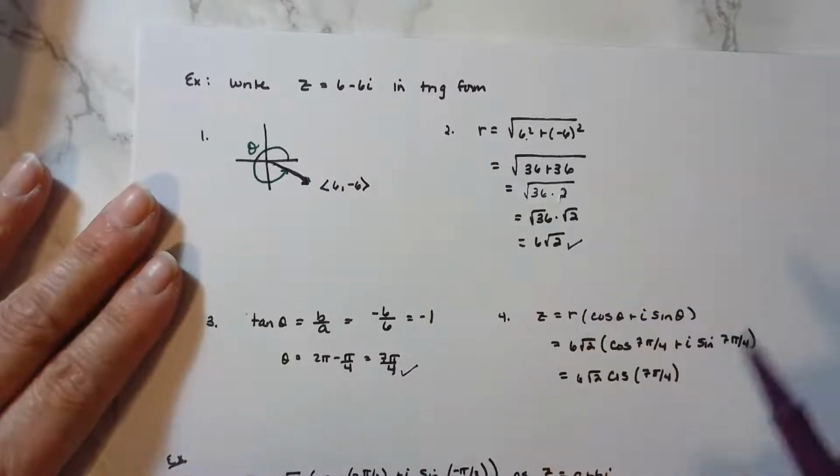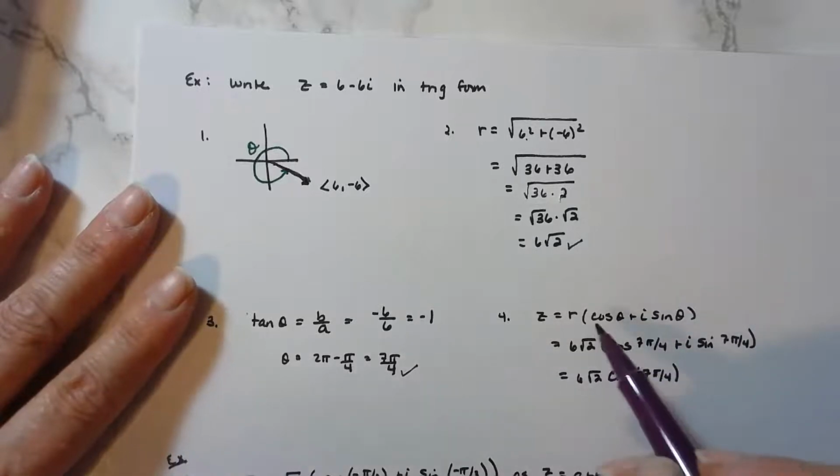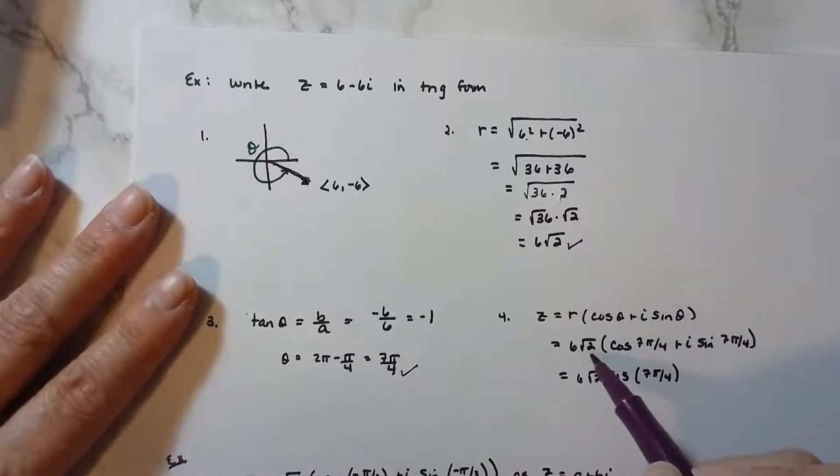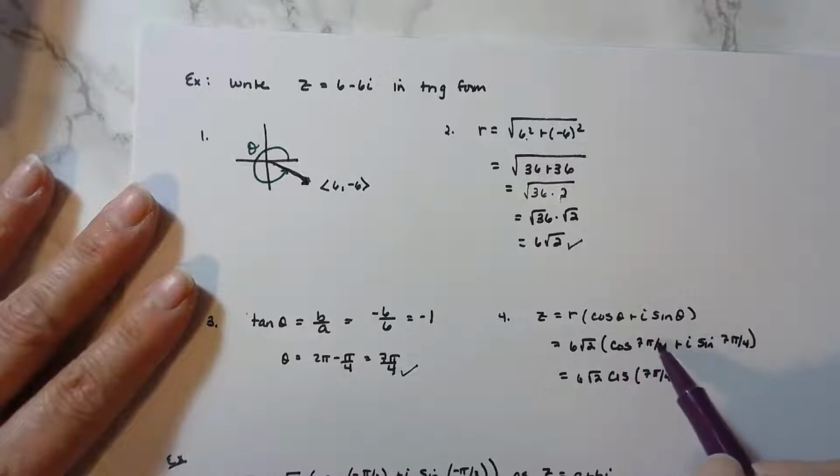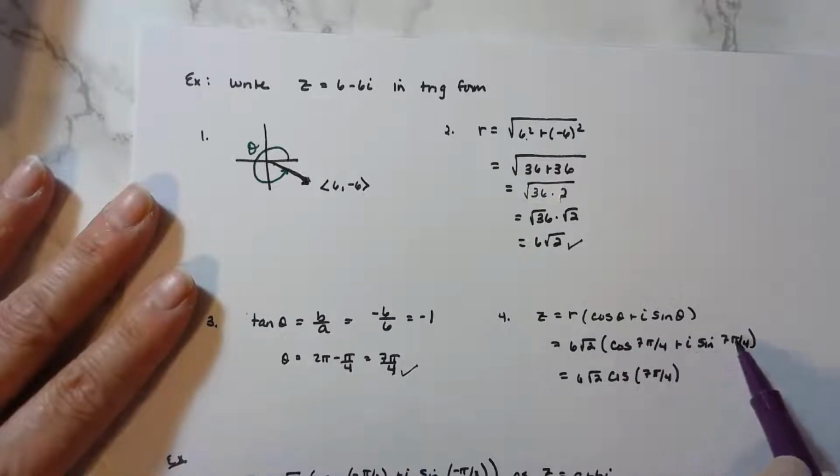I have my modulus. And now I can fill in my formula. So this is 6 root 2, that's my r, times cis 7 pi over 4, or cosine 7 pi over 4 plus i sine 7 pi over 4. And I'm done. Right here, I'm done.